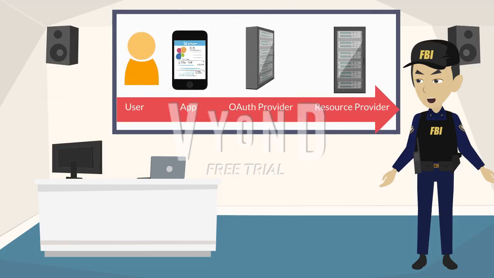OAuth works by allowing users to grant access to their information on one website to another website, without giving the other website their password. This is done through a process of authorization, in which the user is asked to grant permission for the other website to access their information on the first website.